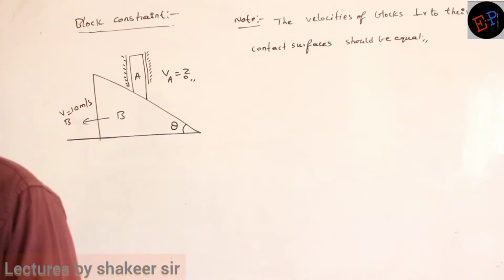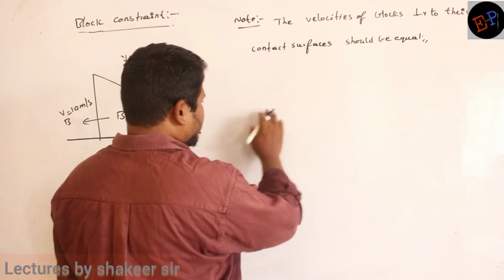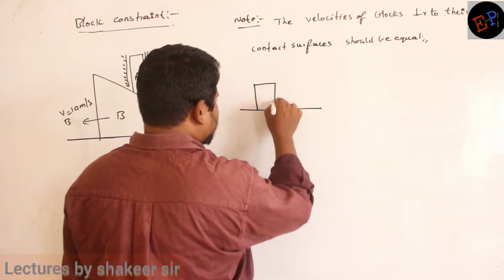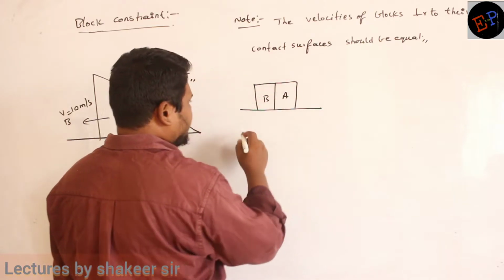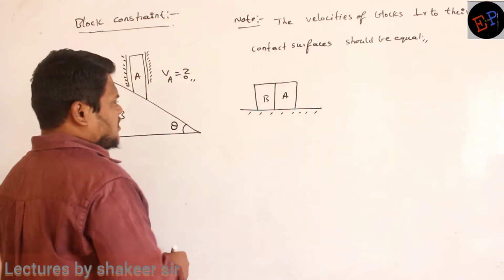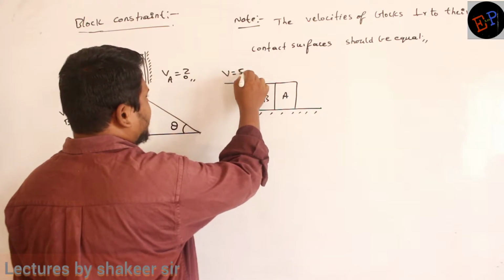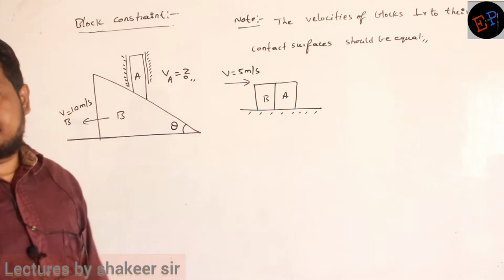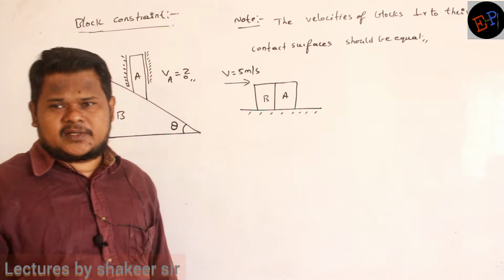What is the meaning of this? Let us see. Listen carefully, then you can write down. Consider here there are two blocks. This is block A and this one is block B. They are moving on this surface. Consider block B is moving with a speed of 5 meter per second. Then can you say what is the speed of block A? 5 only, no? Why is it like that?